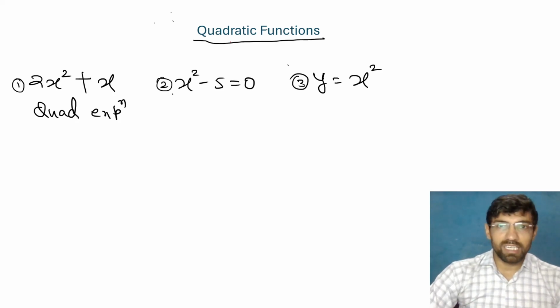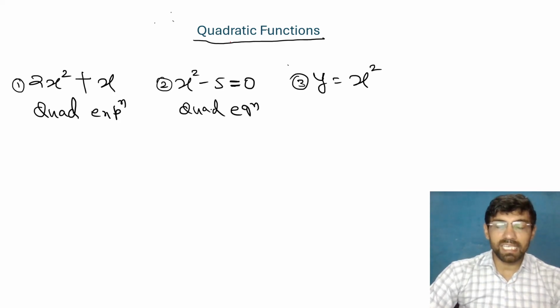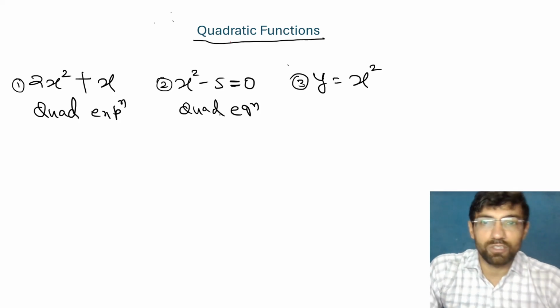The second expression, let us see the second expression, that is x square minus 5 equals to 0. Because this expression is involving a sign of equals to also, so definitely we call it equation. So the second one will be a quadratic equation. Again, we will see what we can do with any quadratic equation, like what are the different questions and how you will be answering those.